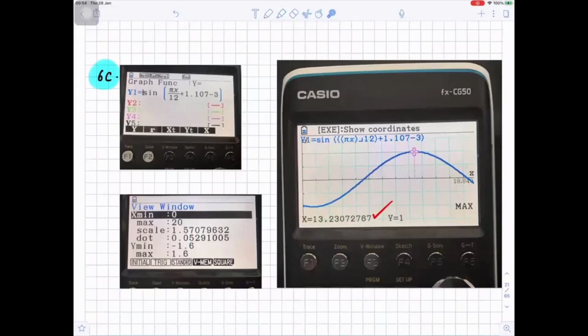And you can also use your calculator to check if it is correct. If you plot that function, sine of pi x over 12 plus 1.107, minus 3, you will get that curve there. And make sure you use this view window to see the whole graph. And you will see that it occurs at the maximum there. When you use G-solve and find the maximum, it will occur at x equals 13.23. So that's another way to use the calculator to check if your answer is correct.